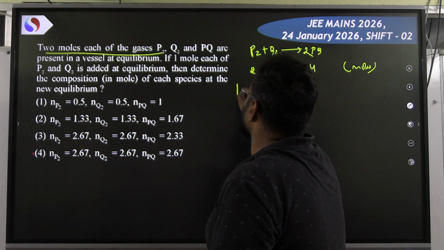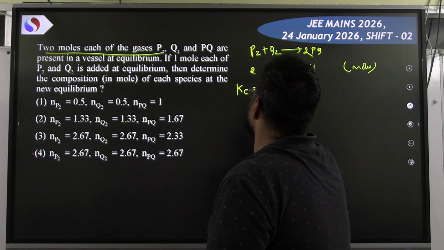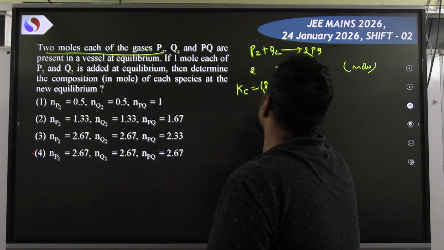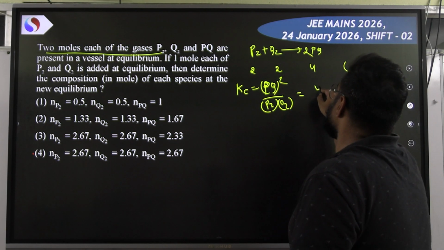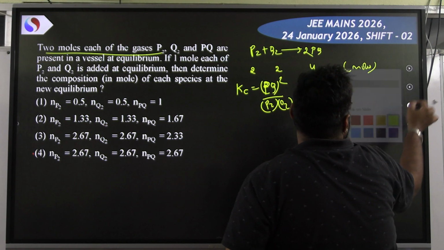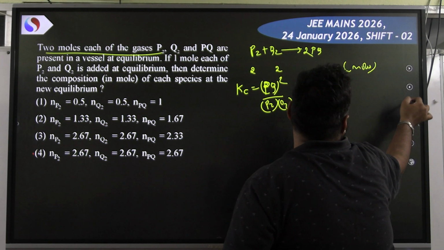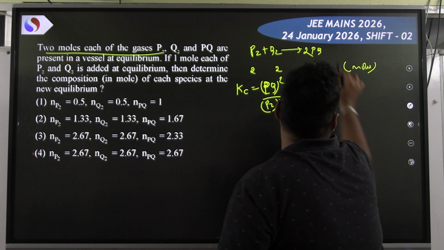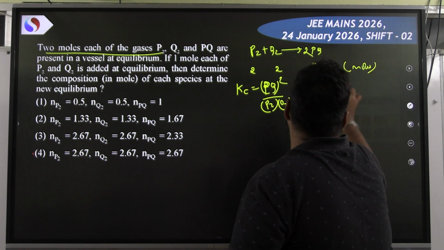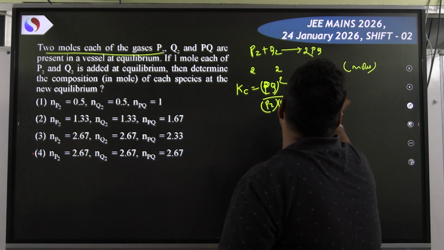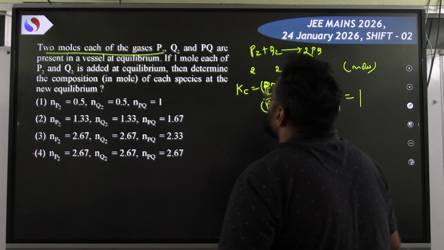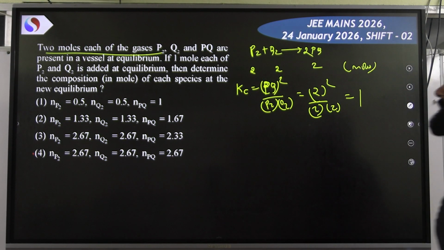Correct? So what is Kc? PQ whole square upon P2 into Q2. So this will be 4 whole square. Sorry, this is 2 moles. So this will be 2 whole square upon 2 into 2. So it is 1. Kc becomes 1.